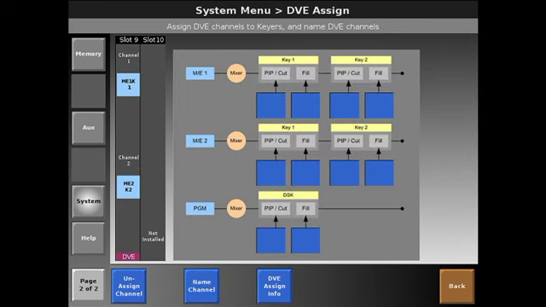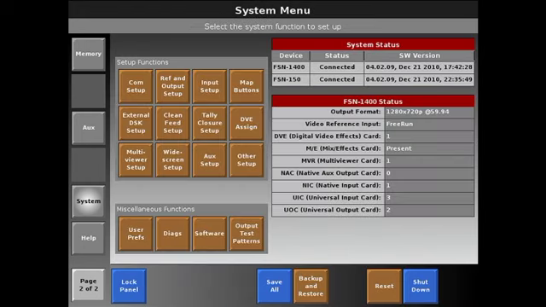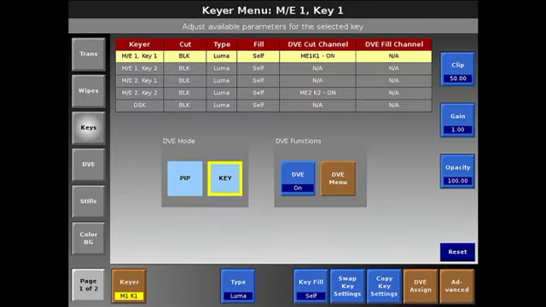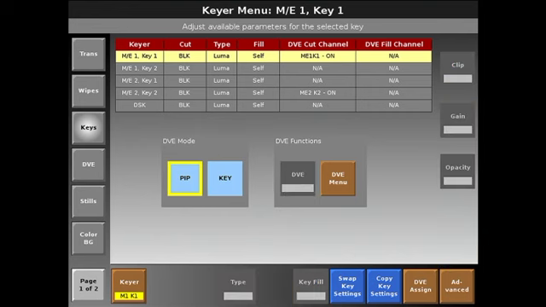I now have two picture in pictures, or scaled keys. We'll go ahead and assign them to locations. And now I have a couple different places I can use my DVEs. Once the DVEs have been assigned, we can then go work with them on the keyers. So by going to the key menu, I can now turn this into a picture in picture.